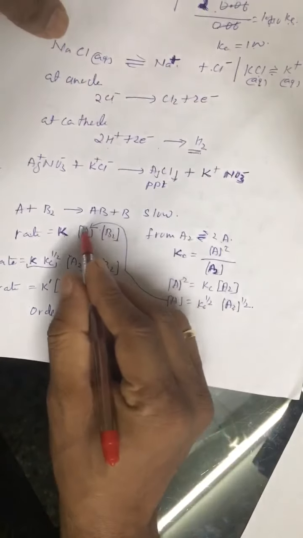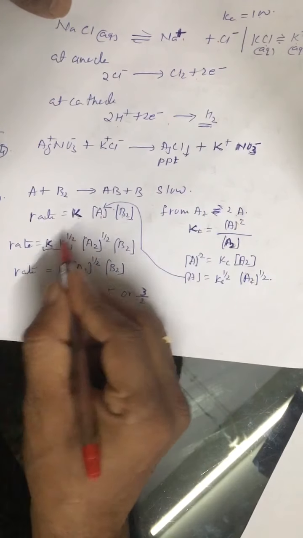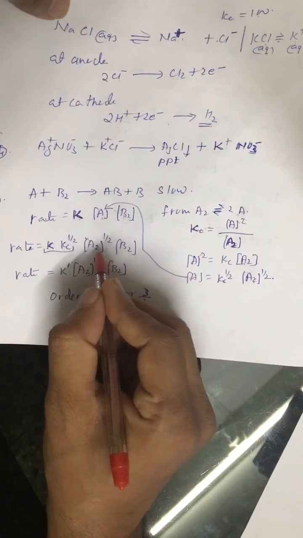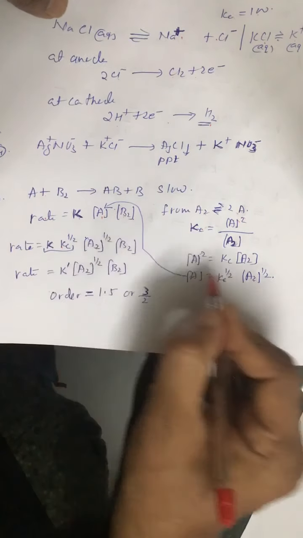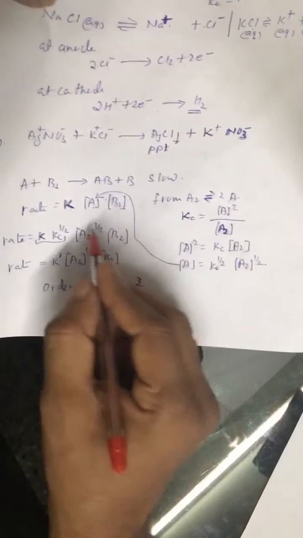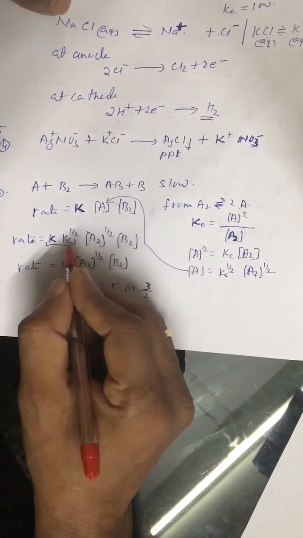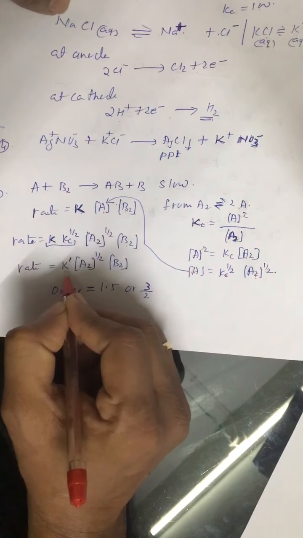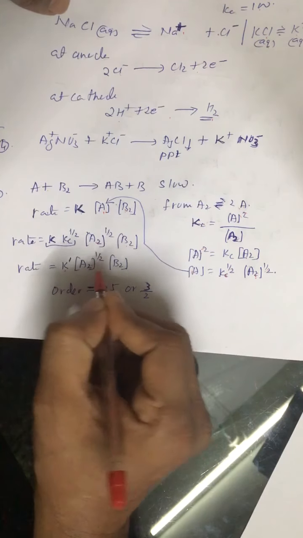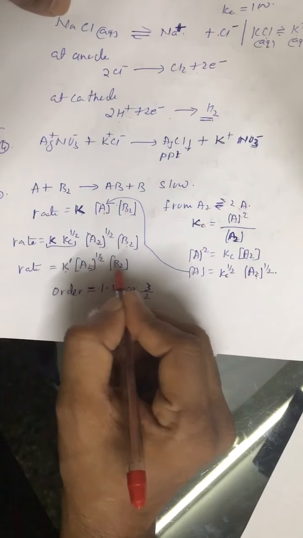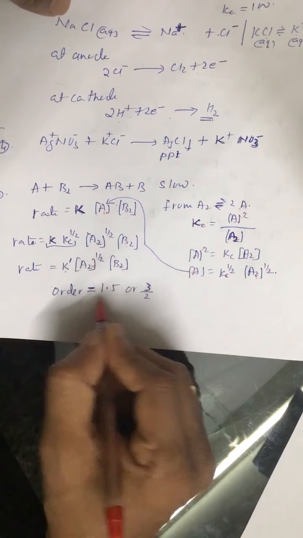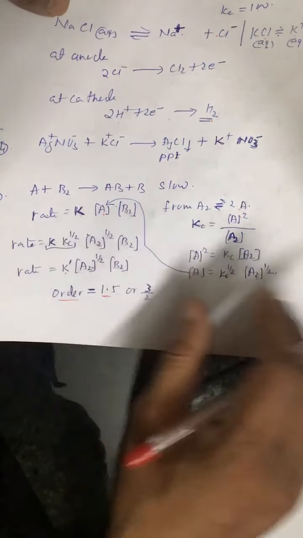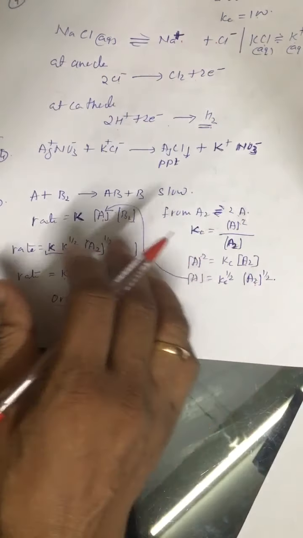If you put the value of A here, what do you get? K into root of Kc, A2 to the power half, and B2. Since K and Kc are constant, we can put a new constant. So rate is equal to K dash A2 to the power half and B2. Or you can say the order of reaction is 1.5, or 3 by 2. Question number 56, correct answer is the third option.